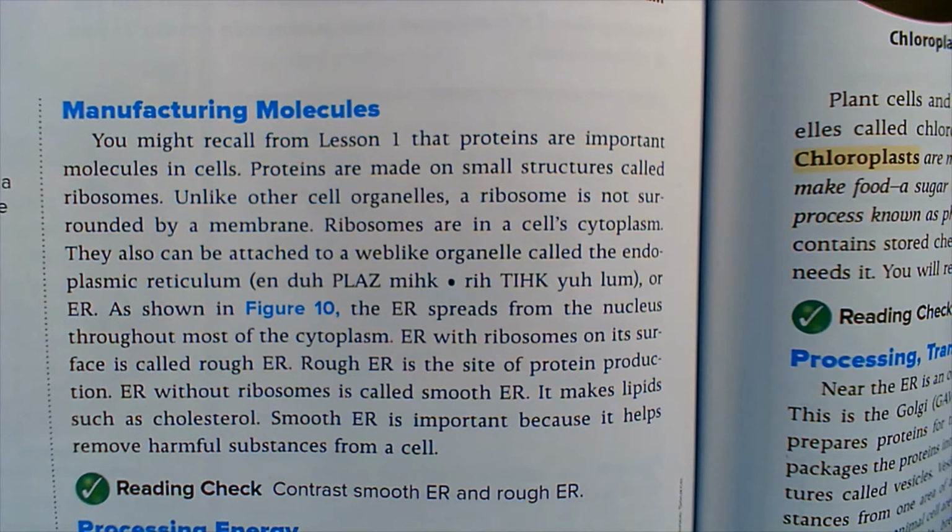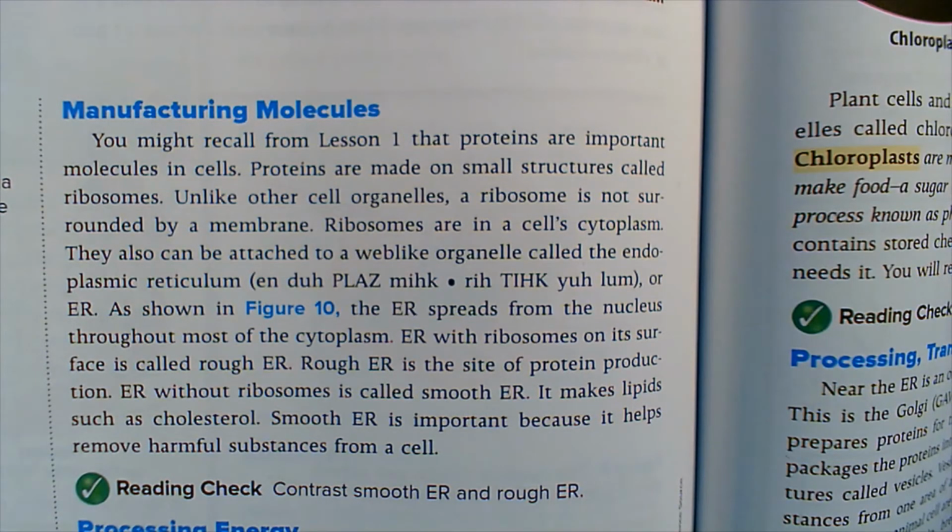ER with ribosomes on its surface is called rough ER. Rough ER is the site of protein production. ER without ribosomes is called smooth ER. It makes lipids such as cholesterol. Smooth ER is important because it helps remove harmful substances from a cell.